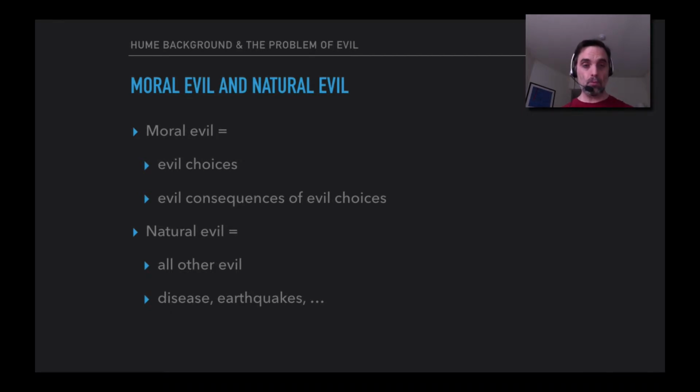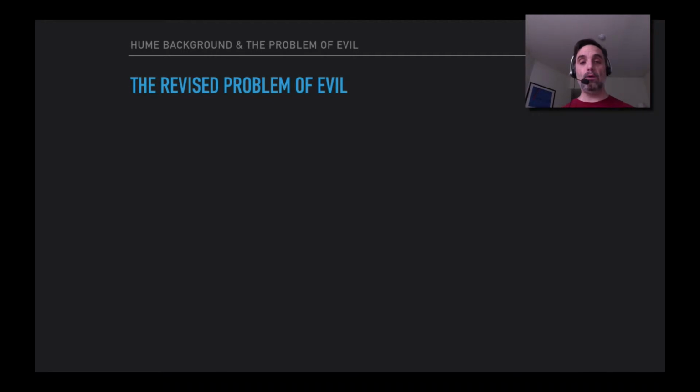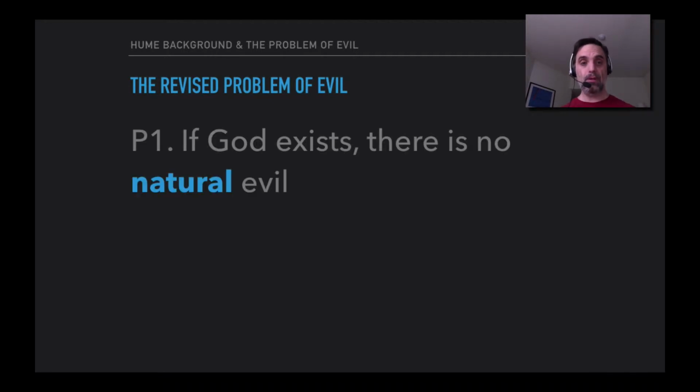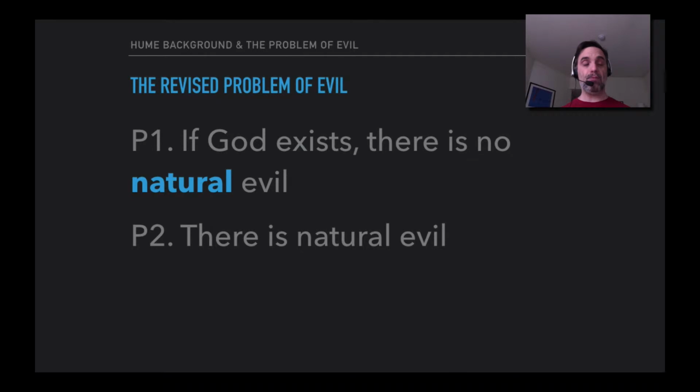So we might then think, okay, well, here's the revised problem of evil argument. Premise 1, if God exists, there is no natural evil. We think if God exists, maybe there could be moral evil. That's the free will evil. But that doesn't show there could be natural evil. So maybe if God exists, there is no natural evil. But premise 2, there is natural evil. So conclusion, God does not exist. So this is a valid argument.